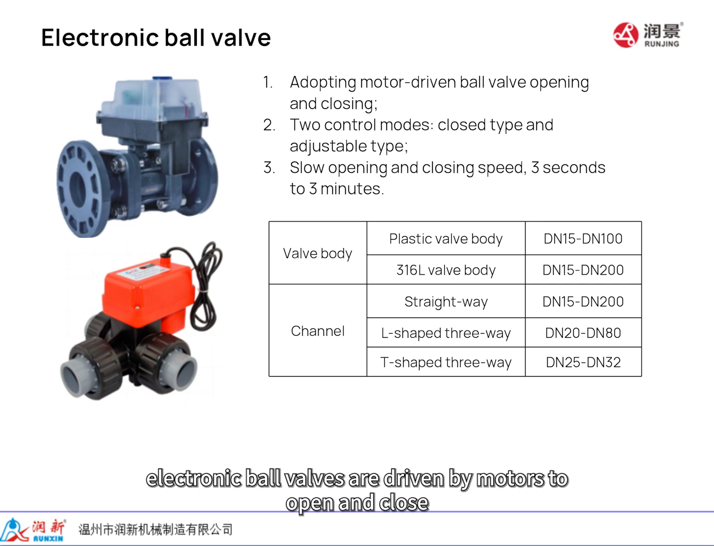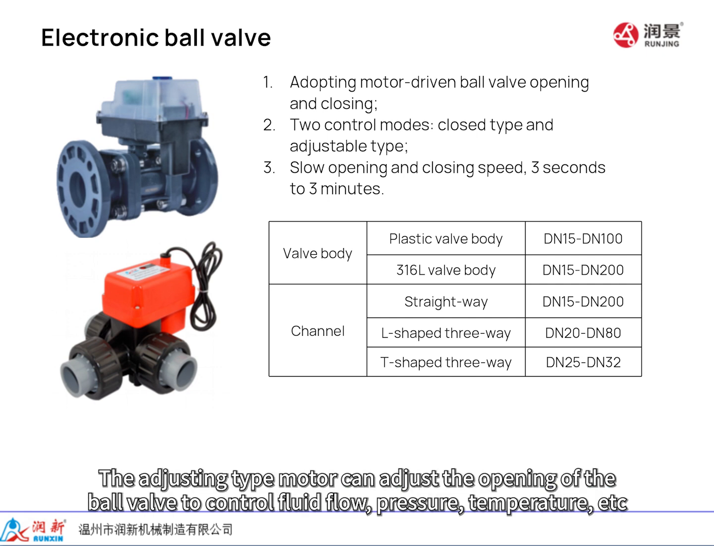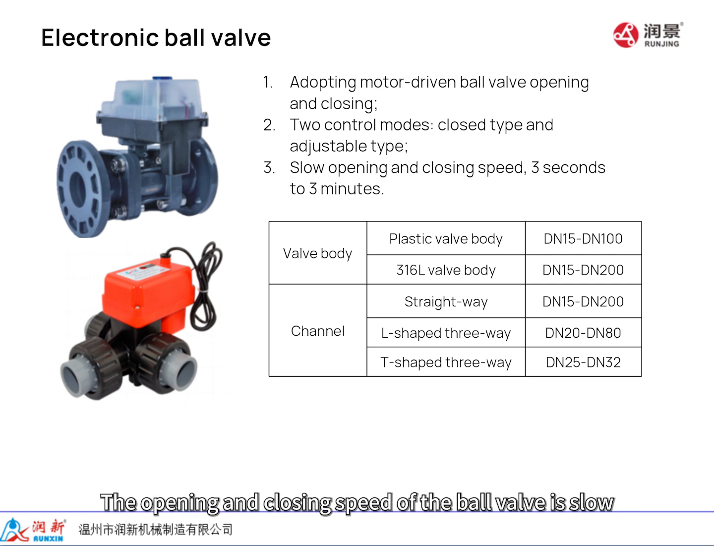Electronic ball valves are driven by motors to open and close, with 2 control modes, switch type and adjusting type. The adjusting type motor can adjust the opening of the ball valve to control fluid flow, pressure, temperature, and so on. The opening and closing speed of the ball valve is slow, generally between 3 seconds and 3 minutes, and will not cause water hammer in the pipeline.